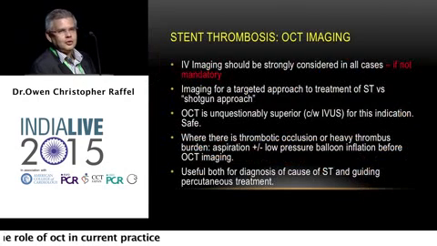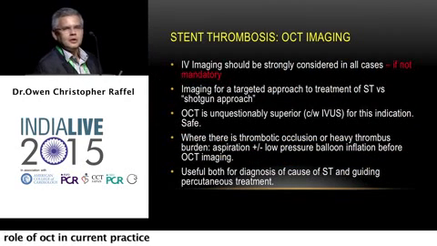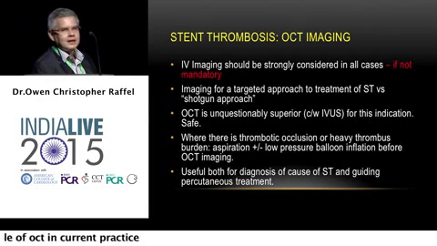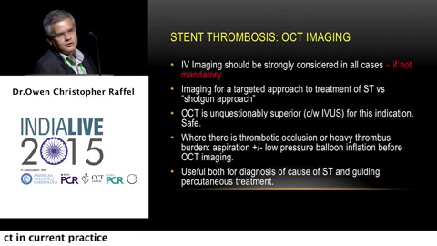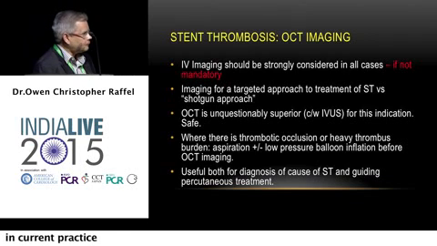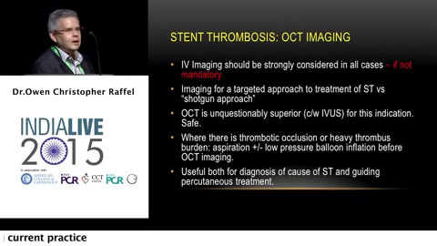What about stent thrombosis? Now, stent thrombosis is a real sentinel event. You don't get a second chance. And in my opinion, everyone that comes in with stent thrombosis should be imaged, be it OCT or IVUS, whichever you have in your lab. And this is useful really for a targeted approach to treating stent thrombosis.